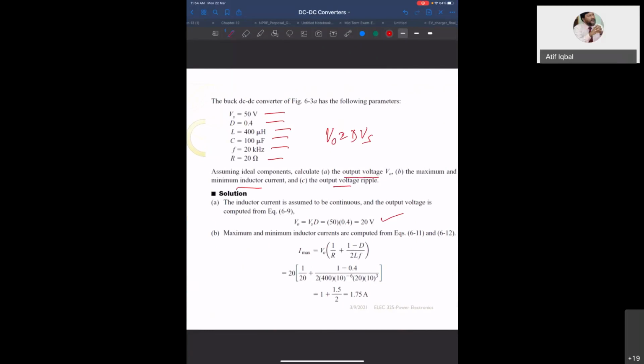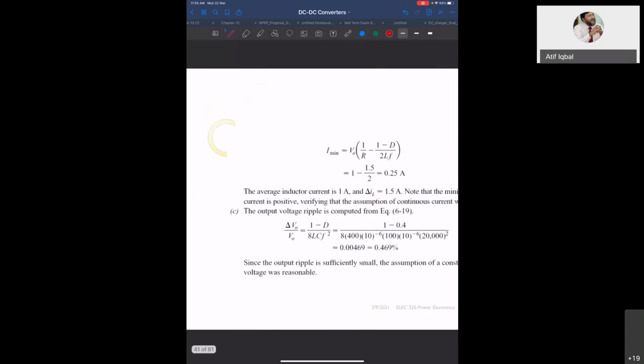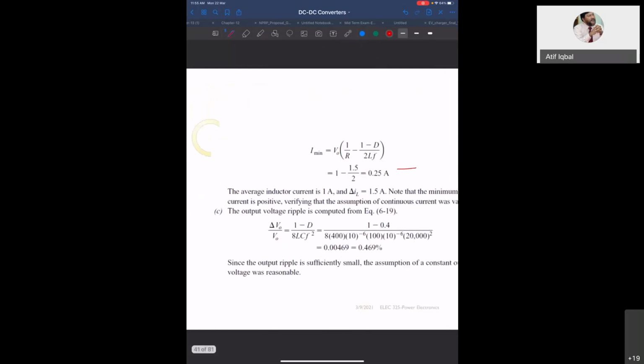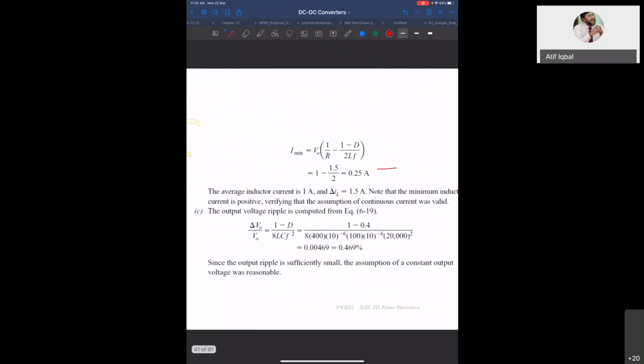Everything is given. The maximum current is given by this formula. So you get this as the maximum current. And the minimum current formula is given by this. You get this minimum current. And then the last one, the average current is 1 ampere. The peak value is 1.5 ampere. So you can get the ripple in the voltage, which is 0.49%.